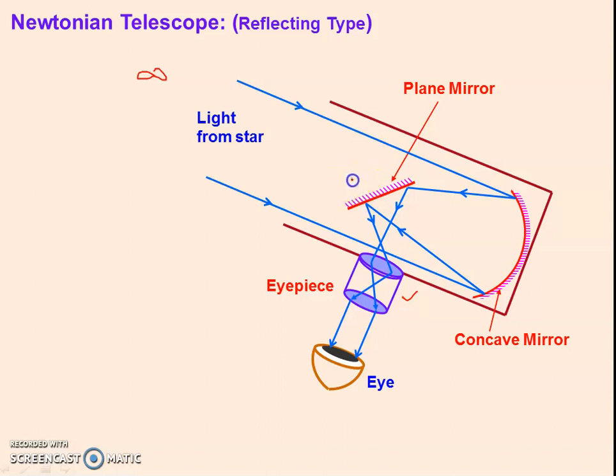Now see, here is the focal point of the concave mirror. Rays are going to this point, but they get incident on the plane mirror, which is inclined at 45 degrees, right? Now what will happen? The plane mirror will reflect these rays to the eyepiece or eye lens. Now it is incident at the eyepiece and the observer can see the image of the object. This is the Newtonian type telescope, right?